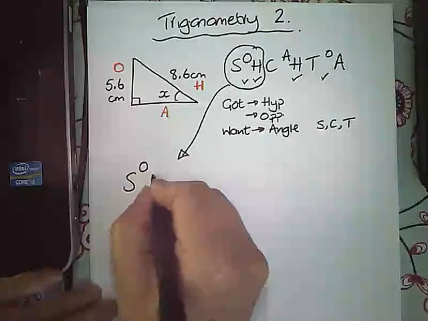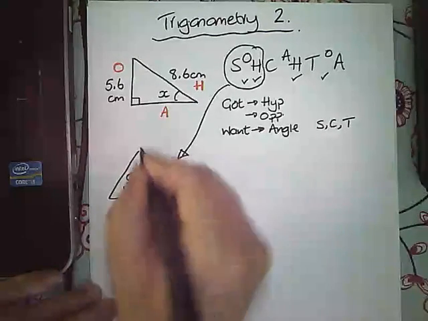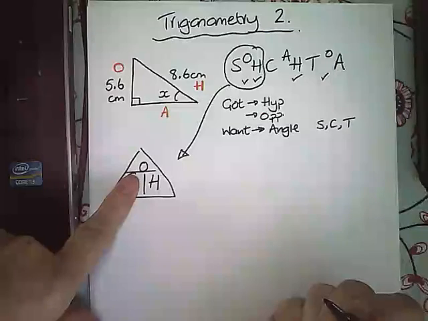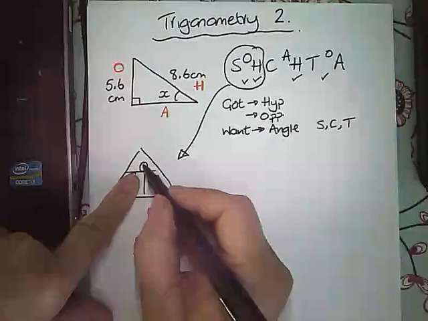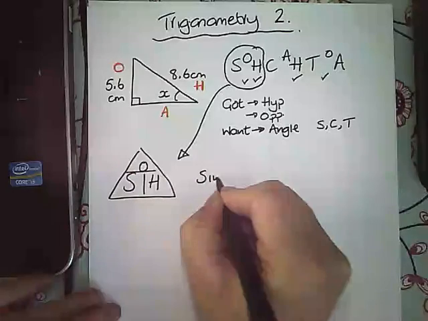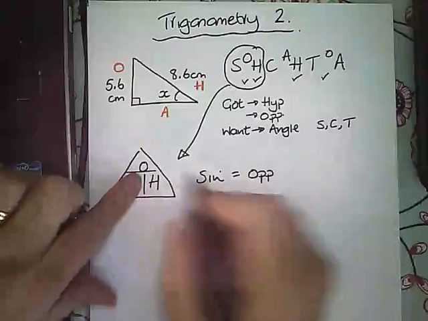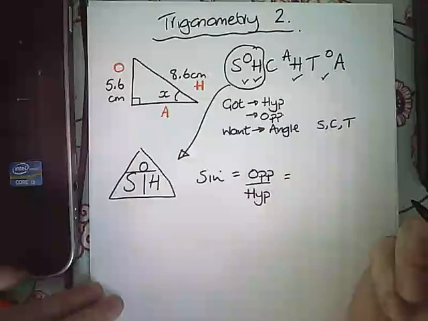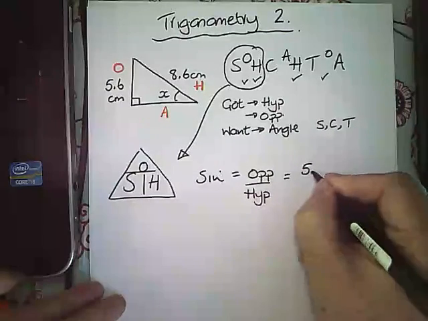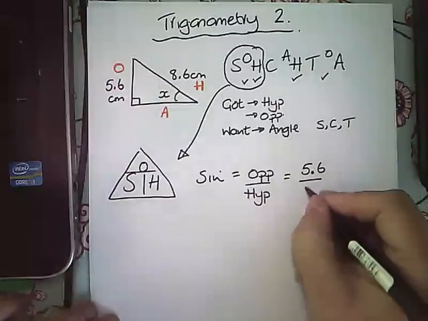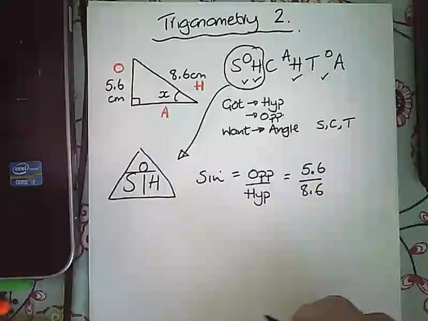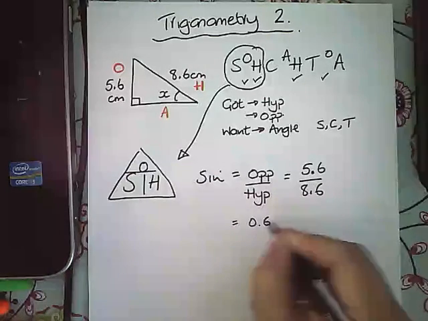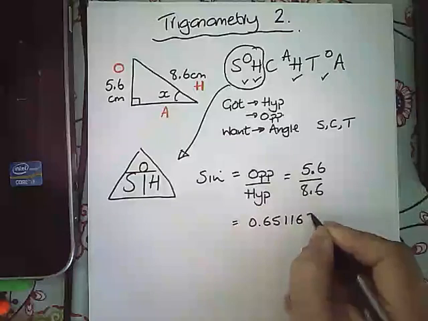So draw that into our triangle and cover up the thing that we want. So we're going to cover up the S because we want the angle, and we have got the opposite and the hypotenuse. So we're going to write sine is equal to opposite divided by hypotenuse. And if we fill in those values that we have got, the opposite was 5.6 and the hypotenuse was 8.6. And if we put that into our calculator, we get a decimal, which is 0.651162, and it keeps going.